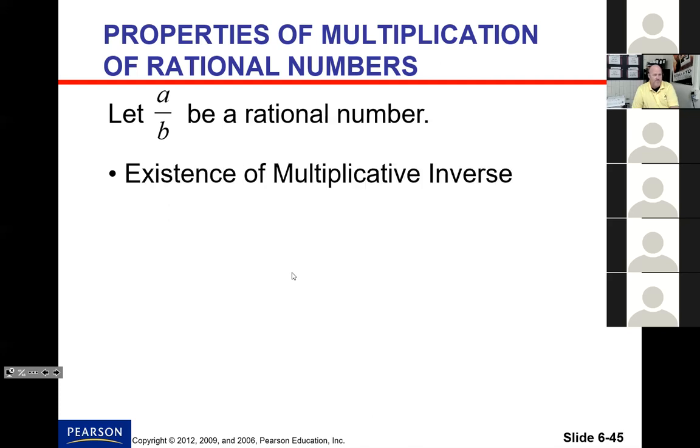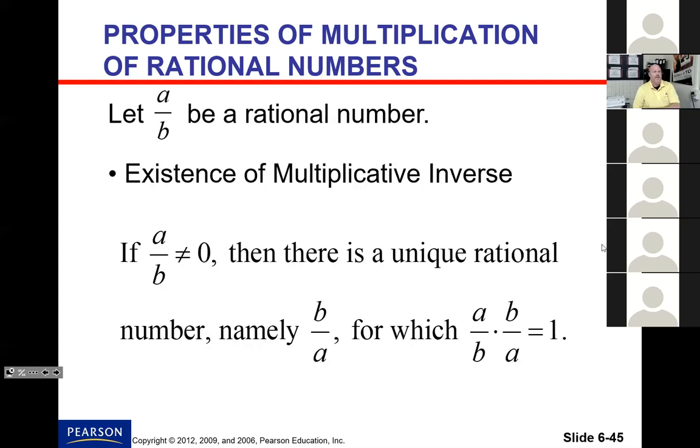Let's talk about this: let A be a rational number. Is there a multiplicative inverse? Okay, so for instance, if I have 1/2, is there a unique rational? Yeah, if you flip it, you end up with 2/1. So what is 1/2 times 2/1? What do I always end up with? Look here on the screen. What do I end up with?